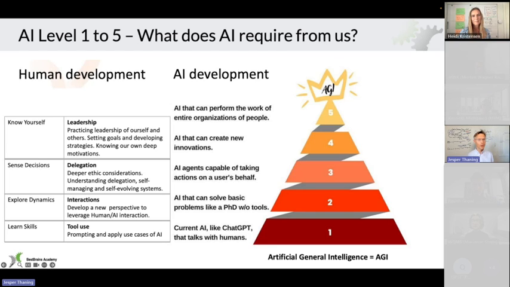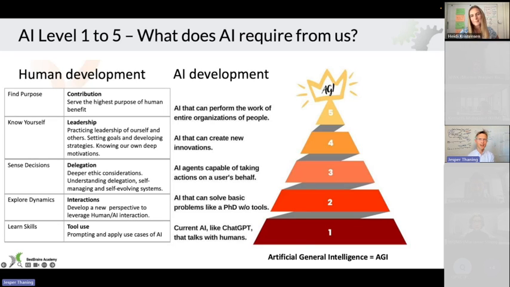Then we have to grow as leaders also. We have to set goals and develop strategies and know ourselves in terms of what is really important for us to get AI to do. And when they can perform work of entire organizations, then we have to ensure that what we set out to do benefits all of us.